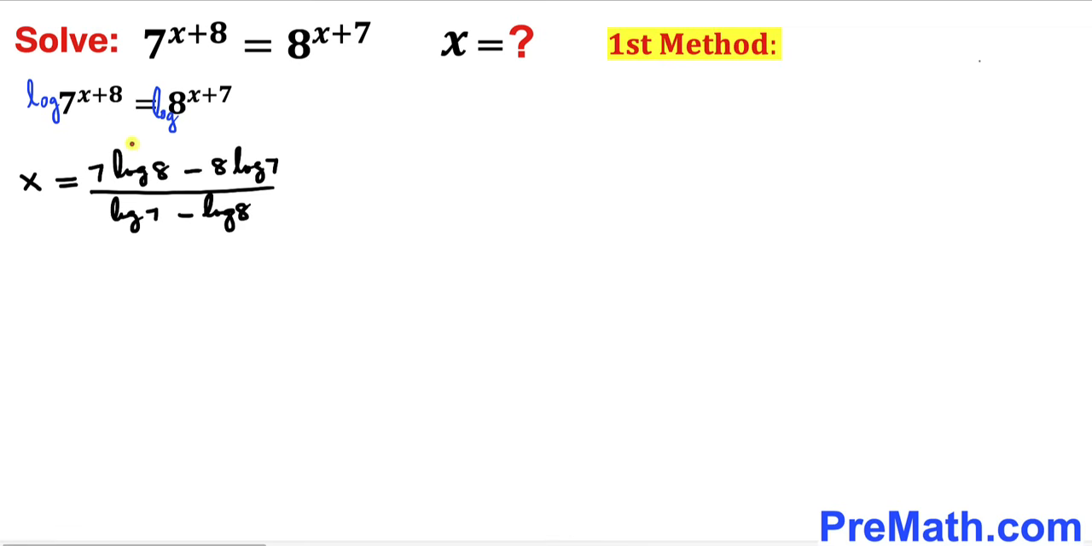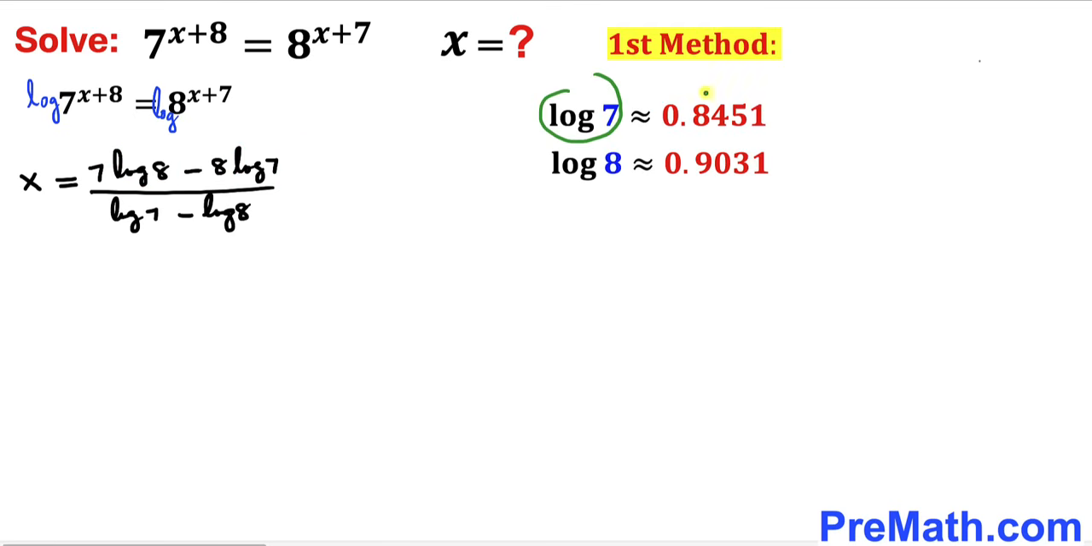In this next step, we are going to find the value of log of 8 and log of 7 by using scientific calculators. We know that log of 7 is approximately equal to 0.8451, and likewise, log of 8 is approximately equal to 0.9031. We are going to substitute those values over here, as you can see.